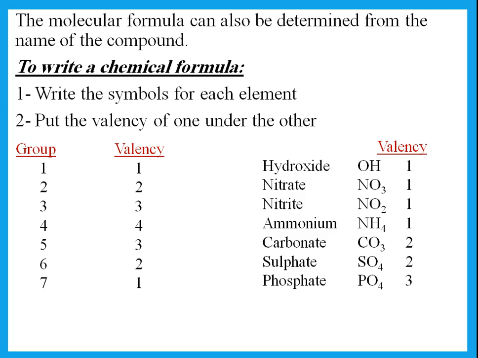What is hydroxide, nitrate, nitrite, ammonium, carbonate, sulfate, phosphate? You need to memorize that. So if I say I want to write the formula of something hydroxide, you need to know that hydroxide is OH and its valency is 1. Nitrate is NO3, its valency is 1. Nitrite, NO2, its valency is 1.